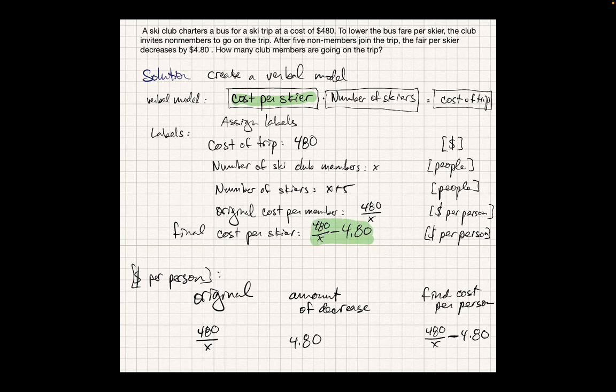What do I need? Where's my next thing? What's my number of skiers, Anna? X plus 5.